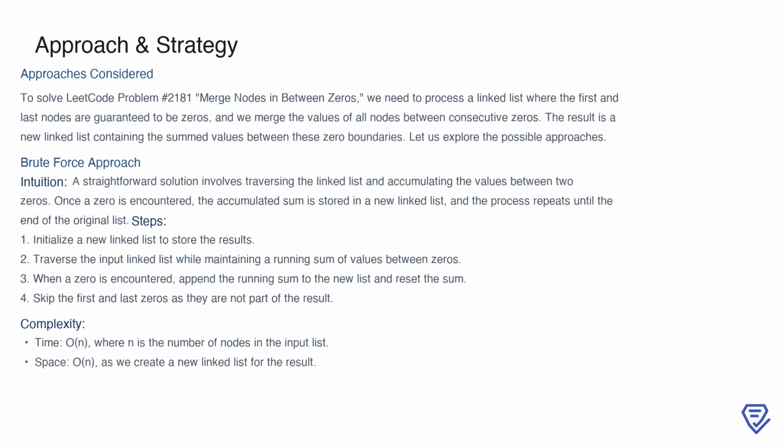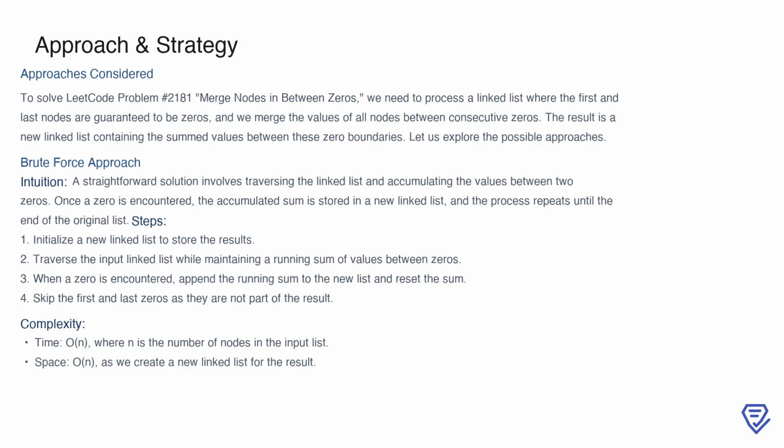To solve the problem of merging nodes in between zeros in a linked list, we need a strategy to efficiently process the list. The goal is to compute the sum of values between consecutive zeros and construct a new linked list containing these sums. One of the initial approaches we can consider is the brute force method. The intuition here is straightforward: traverse the list while keeping a running total of values between two zeros. Once you encounter another 0, you append this sum to a new linked list, reset the running total, and repeat.